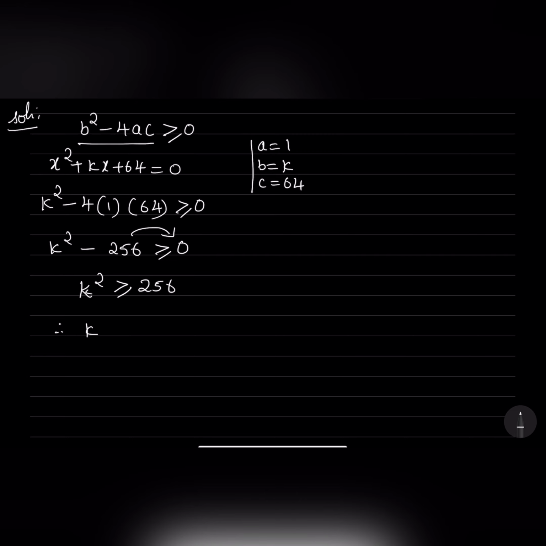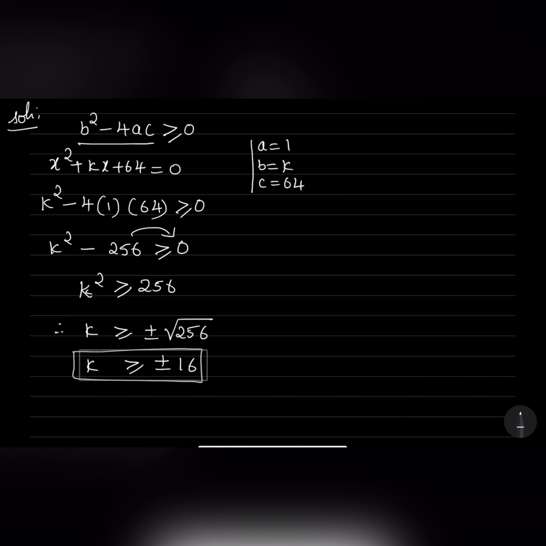Therefore, k is greater than or equal to plus or minus square root of 256. Therefore, k is greater than or equal to plus or minus 16. So, this is the value. Either it is plus or minus. Then we will go for the second equation what they have given for us.